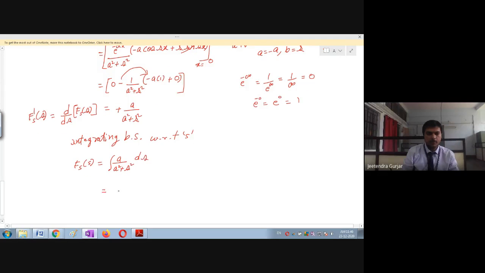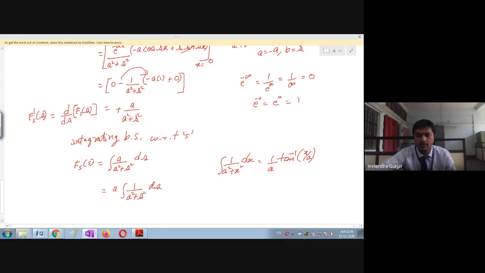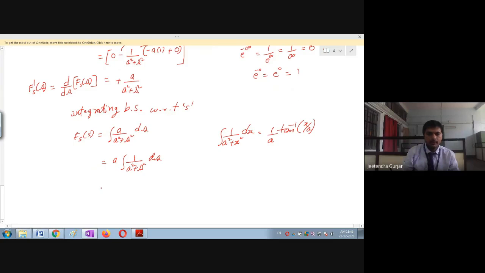So this will be equal to a, I will take outside, integration of 1 upon a square plus s square ds, as integration of 1 upon a square plus x square dx. As you remember, it is 1 upon a tan inverse x upon a. Do you remember this integration? So I'll substitute the value here. Now x is s here, so integration will be 1 upon a tan inverse s by a.